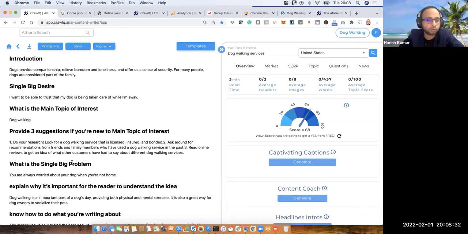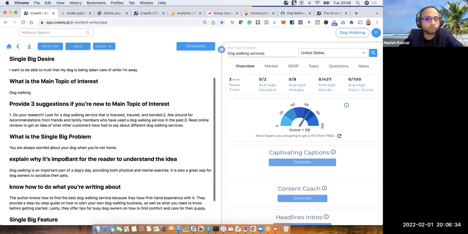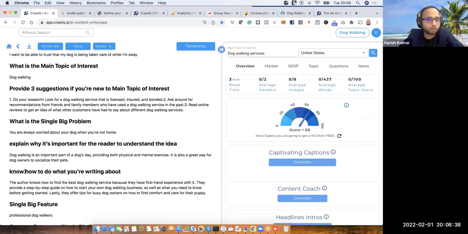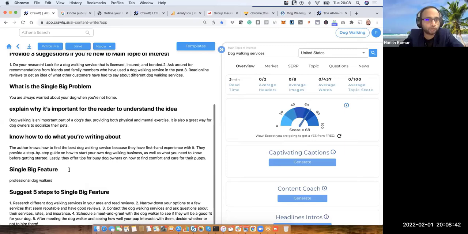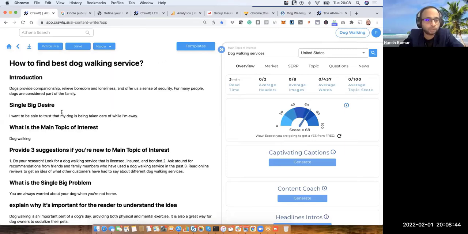What is the single big problem? Explain why it is important for reader to understand the idea. Know how to do what you are writing about. Single big feature. So let's quickly go through them. Single big desire. I want to be able to trust that my dog is being taken care of while I'm away. What is the main topic of interest? Dog walking.